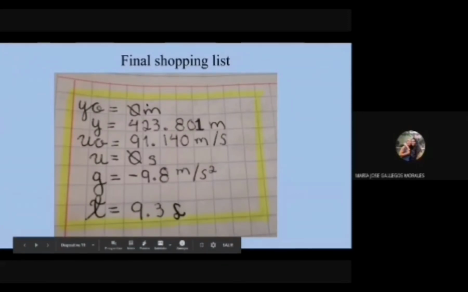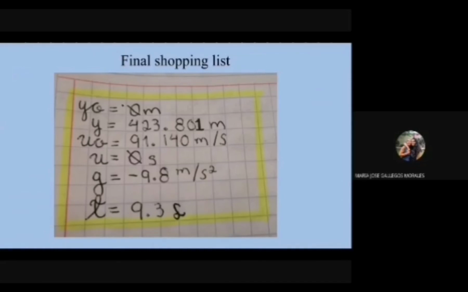So here is our final shopping list with all the values.